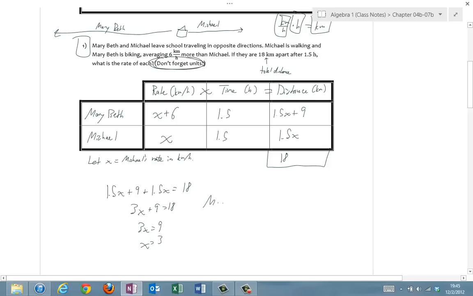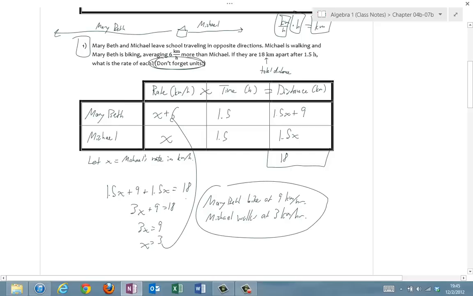So, Mary Beth bikes at 9 kilometers per hour, not miles. How'd I get 9? Well, 3 plus 6. And Michael walks at 3 kilometers per hour. Does our answer make sense? Sure. Mary Beth should be biking a lot more than Michael is walking.